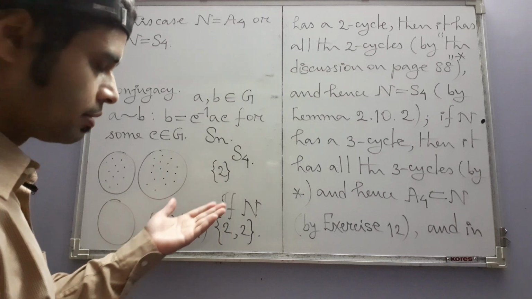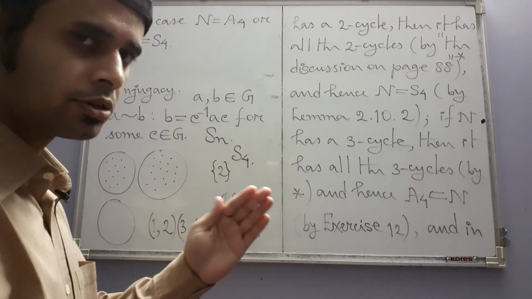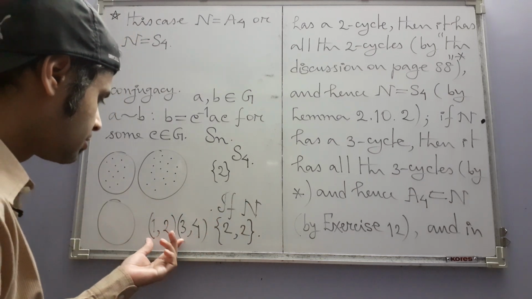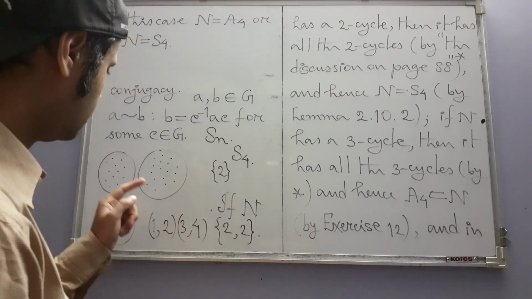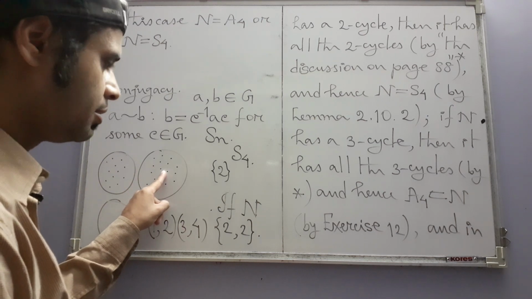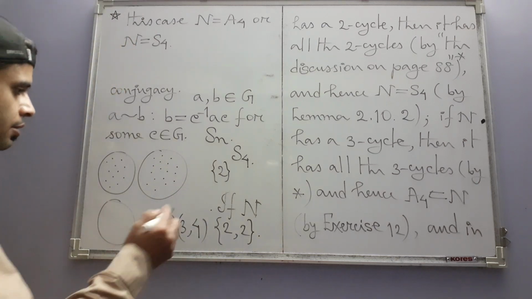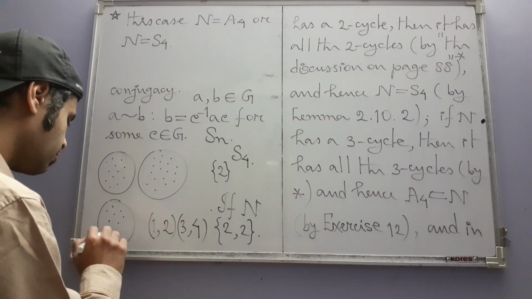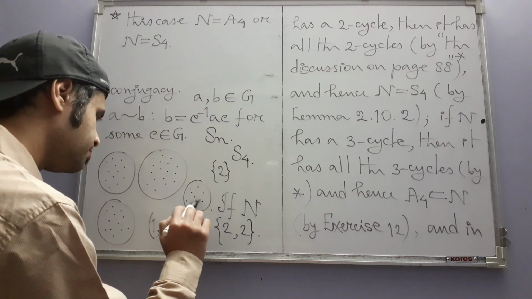That is why any 2 cycles are conjugates to each other. Similarly, any two elements having this cycle structure are conjugates with each other. But no element here is conjugate to an element here. We understand these things about equivalence classes. Or for that matter, all the three cycles in S4 form one conjugate class. All the four cycles then again form one conjugate class.